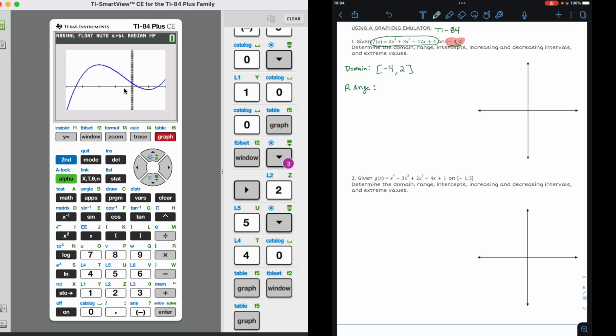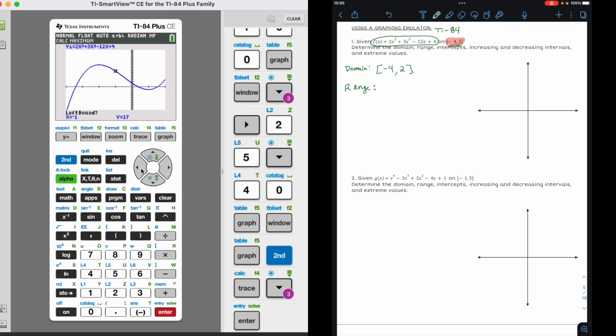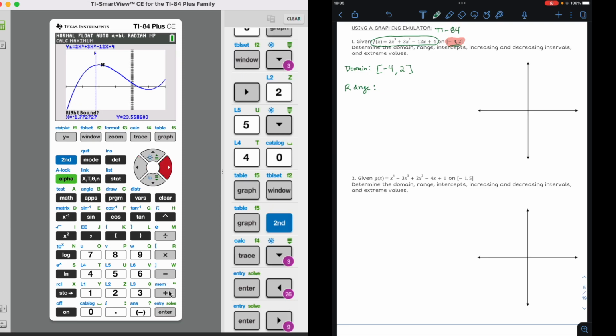But let's try this. One of the ways we can calculate maxes and mins and relative extremas is this calc button, which is above trace. So we're going to hit second and then calc. If I want the maximum value, I'm going to scroll down and click enter. I'm going to go towards where I think it is. You'll notice it says left bound right here, so you want to pick somewhere you think is to the left of it. Then it'll ask right bound, so you'll pick somewhere to the right of it. And then we're going to click towards the middle.